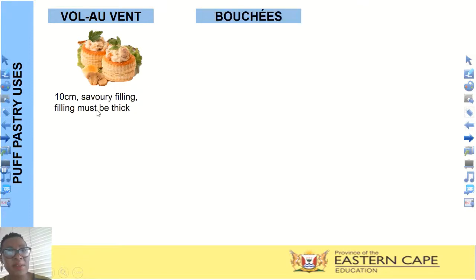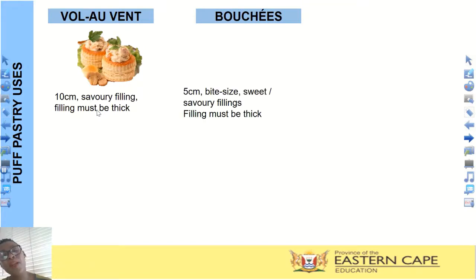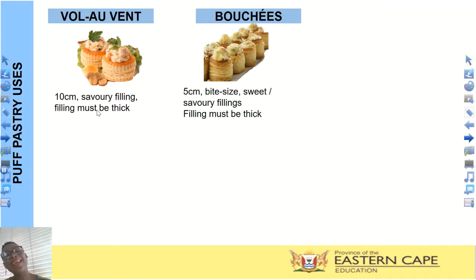Okay, so they are 10 centimeters in diameter, and the bouchées and the vol-au-vents are basically the same thing. The main difference is the size. Like I said, the vol-au-vents are 10 centimeters in diameter, the bouchées will be 5 to 6 centimeters in diameter. And again, if in a question you've been posed with these two products, and you were asked which one is more suitable for a cocktail snack, you would choose the bouchées, because they are smaller, bite-sized, and you can have your sweet and your savory fillings as well. And just like the vol-au-vents, they must have a thick filling.